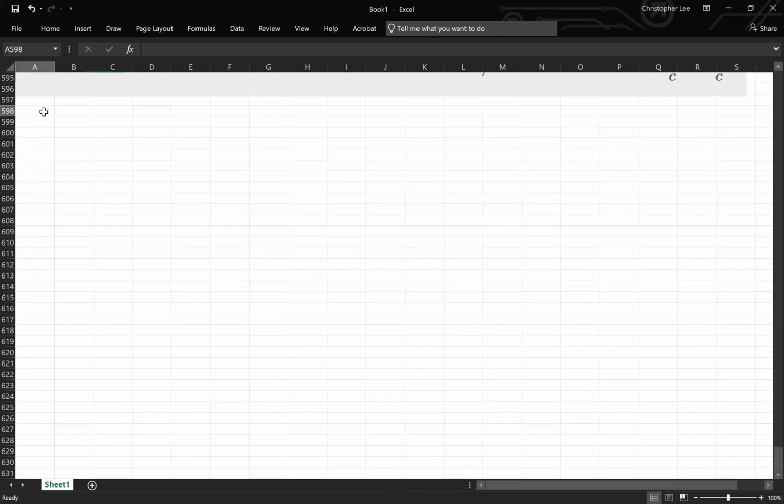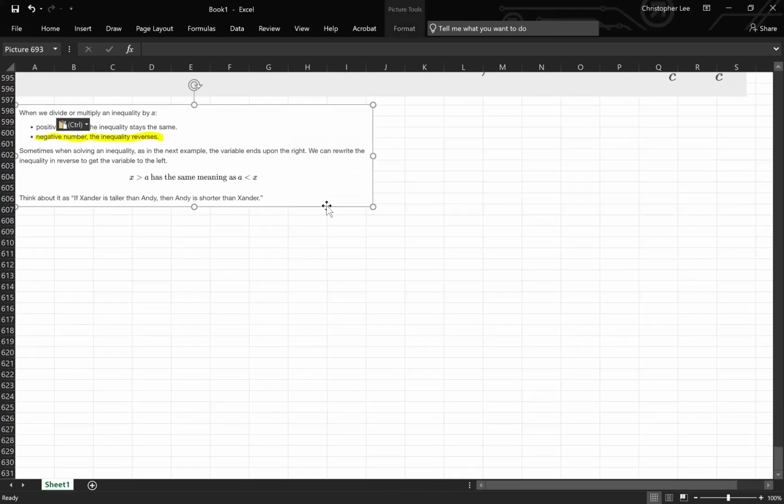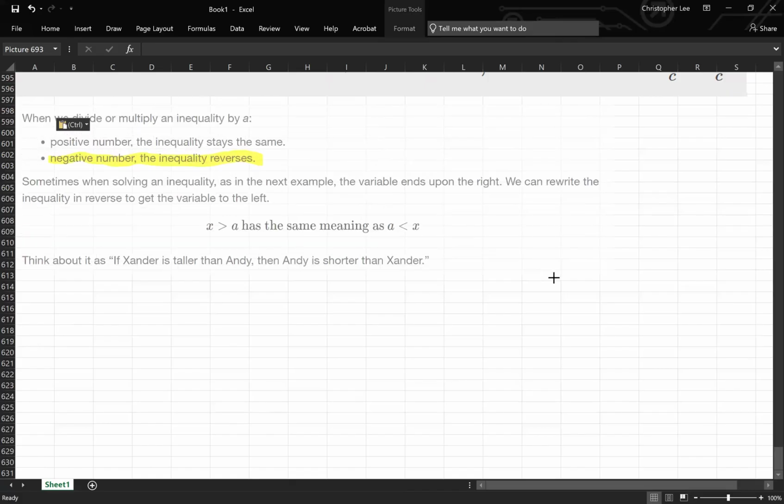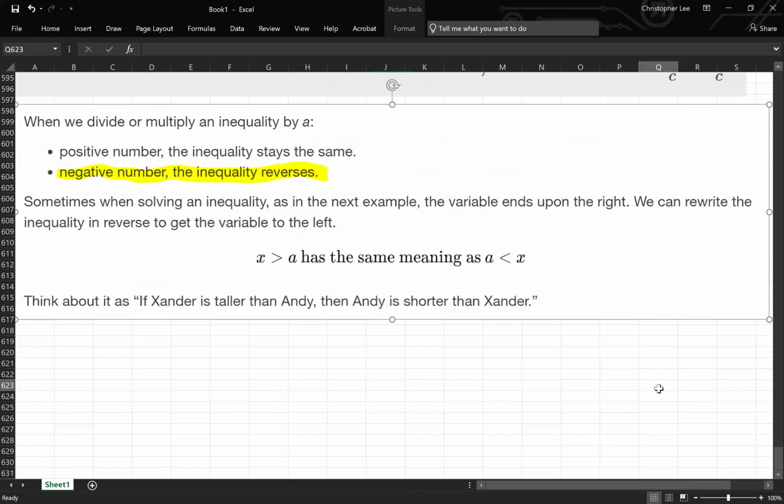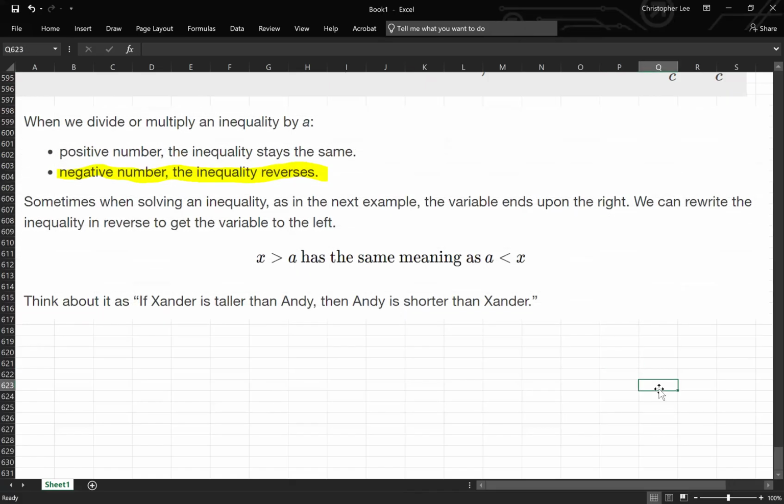Let me just get one last special note in. When we divide or multiply an inequality by positive numbers, the inequality stays the same. Negative numbers, the inequality reverses.